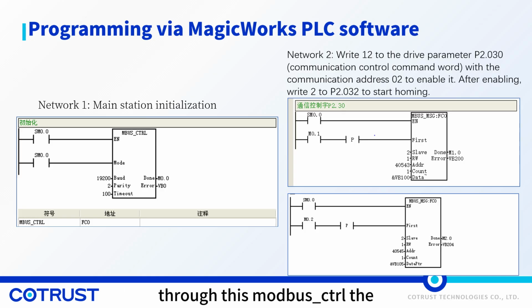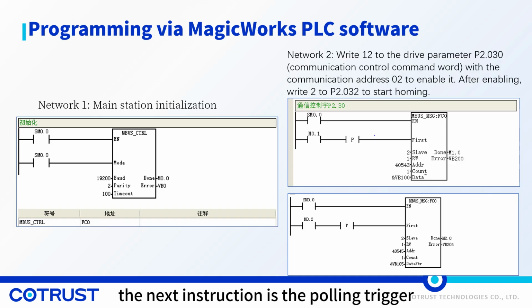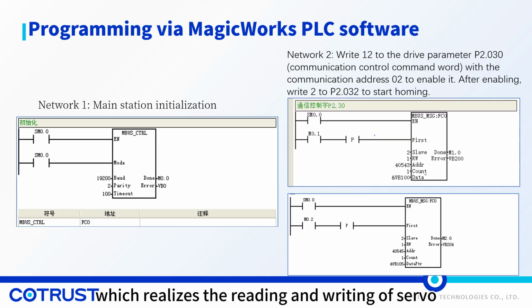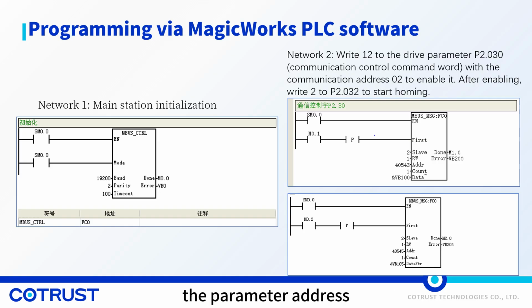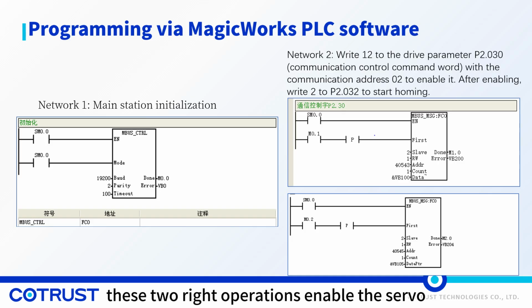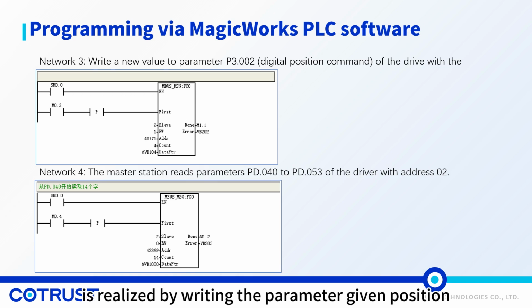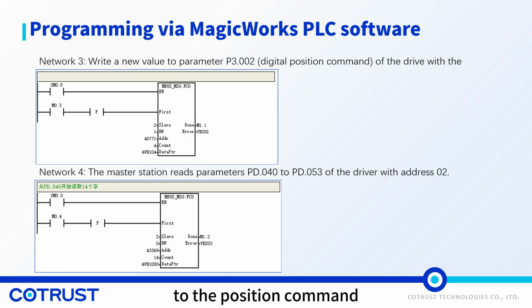Through this Modbus_CTRL instruction, the master station can be initialized, and parameters such as baud rate and verification of communication can be set. The next instruction is the polling trigger for parameter reading and writing, which realizes the reading and writing of servo parameters. Here, the parameter address has been converted to the corresponding Modbus address. These 2 write operations enable the servo and return to the original, respectively. Then, after returning to the original, the servo positioning operation is realized by writing the parameter given position to the position command.